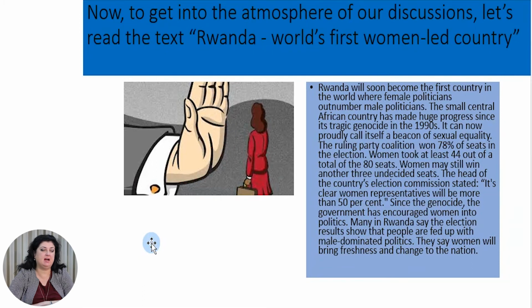The head of the country's election commission stated, "It's clear women representatives will be more than 50%." Since the genocide, the government has encouraged women into politics. Many in Rwanda say the election results show that people are fed up with male-dominated politics. They say women will bring freshness and change to the nation.